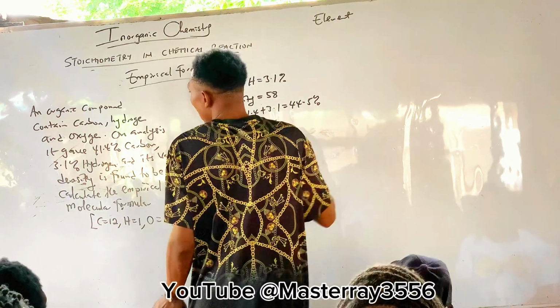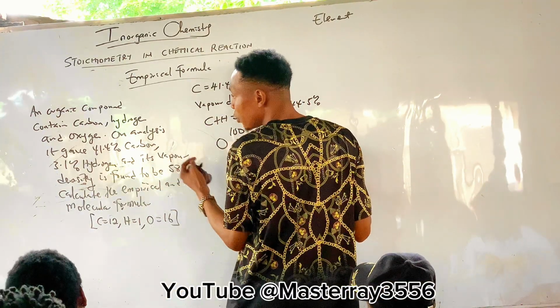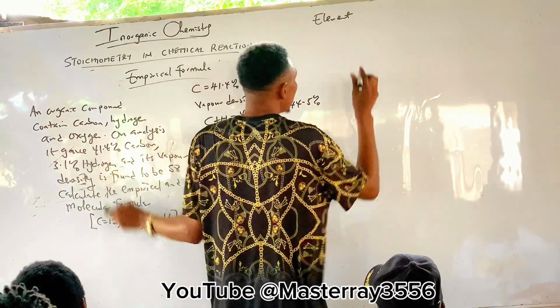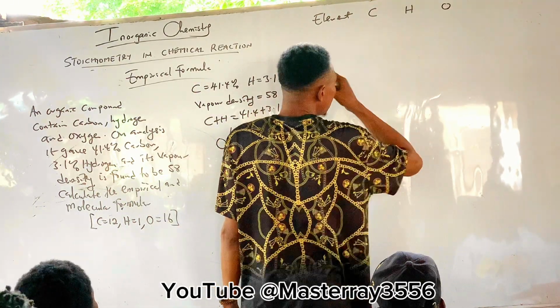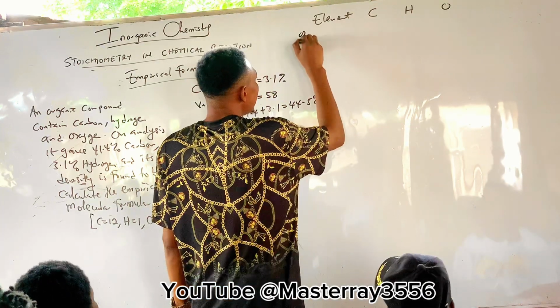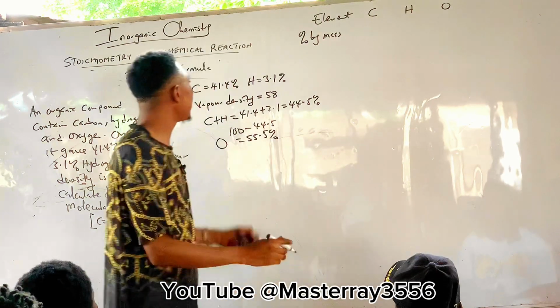The elements are given according to how they gave you. They gave carbon, hydrogen, and what? Oxygen, right? Yes, carbon, hydrogen, oxygen. We have carbon, we have hydrogen, and we are given oxygen. After that is the percentage by mass. What was the percentage of carbon?